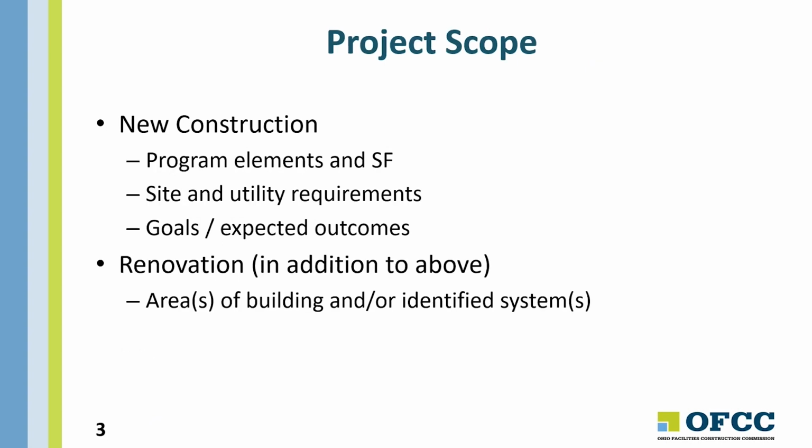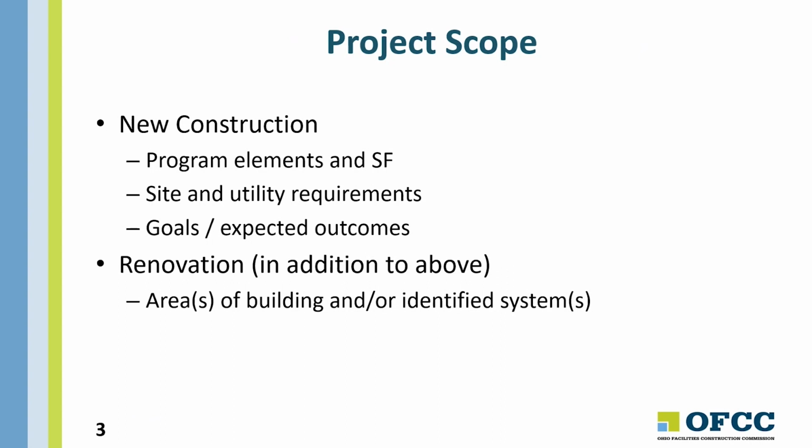So project scope for new construction, you're going to be looking at the program elements and square footage of the project, any site and utility requirements needed to bring to a new site if you're developing a new site, or where to get utilities if you're repurposing a site or building on your existing campus. And then what are the goals and expected outcomes for that project? What is it going to help you achieve in your strategic plan to build a new building?